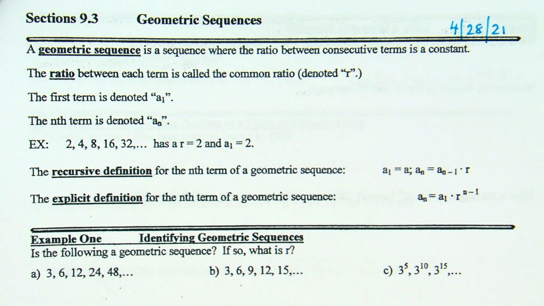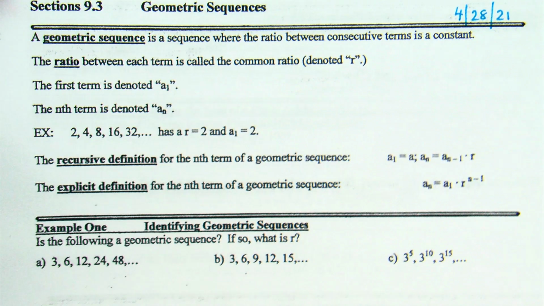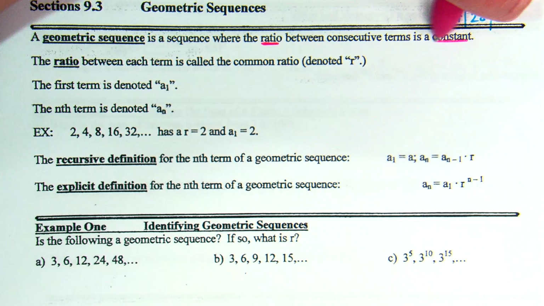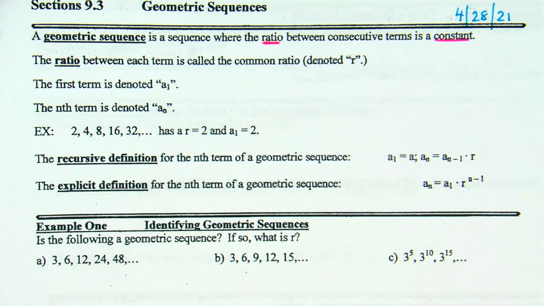Okay, a geometric sequence is a sequence where the ratio between consecutive terms is a constant. So when we were adding, it was called the difference. Here we're going to talk about the ratio being a constant. Any idea what that's leading us towards? Okay, fractions can be involved. What mathematical operation are we talking about here?